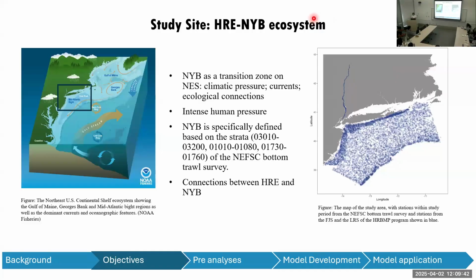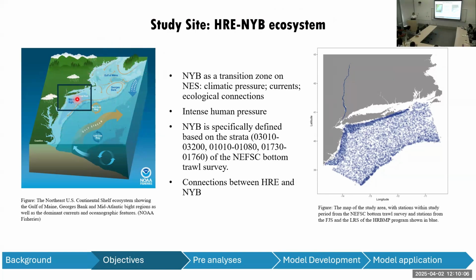So the study site of this project is the Hudson River Estuary and New York Bight ecosystem. The New York Bight ecosystem is located in the middle of the Northeast Continental Shelf, with species from both south and north coming into this ecosystem. Therefore, this region is considered a transition zone on this shelf ecosystem.